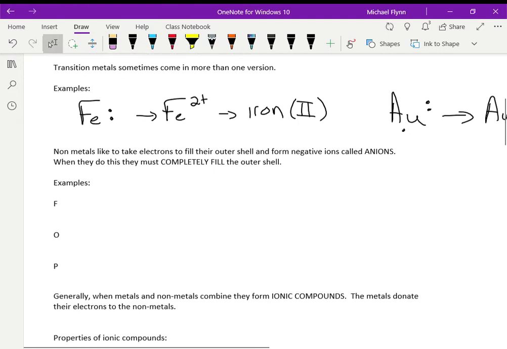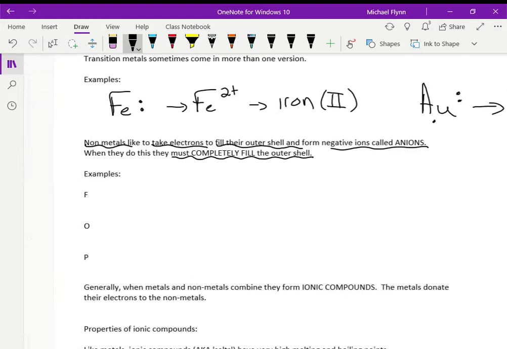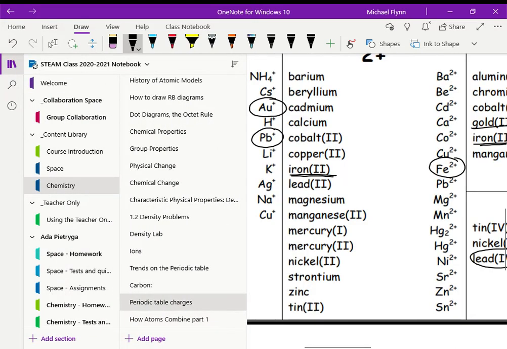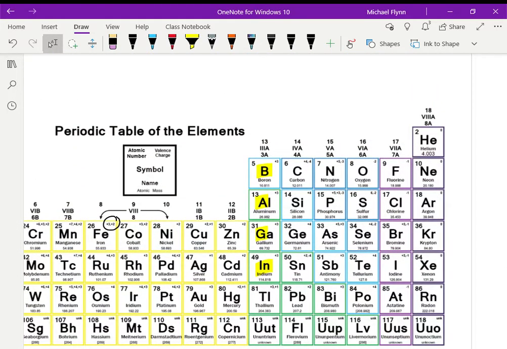Metals form cations. Nonmetals, on the other hand, like to take electrons to fill their outer shell and form anions in the process, okay? But again, when they do this, they must completely fill the outer shell. So for example, if you're oxygen, in order to have a full shell, again, we'll go back to the periodic table. Okay, so oxygen, like neon here, has a full shell. Oxygen is 2 electrons short of a full shell. It has 6 valence electrons, but it needs 2 more, okay, in order to get a full shell.